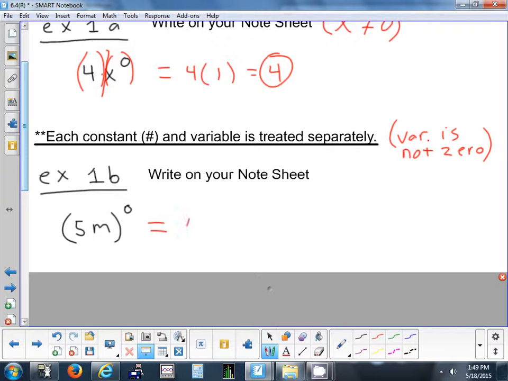Okay, we could use that rule. But it says variable is not 0. This is fine. So, Caleb broke it up the way we've done before. Basically, you raise the 5 to the 0 and the m to the 0. That's fine. What's 5 to the 0 power? 1. What's m to the 0 power? 1. So it's 1 times 1, which is 1. That's perfectly fine to do it that way. Or if you just recognize right away you've got something to the 0 power, the answer is just going to be 1.